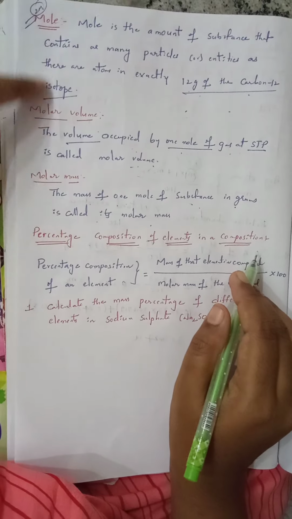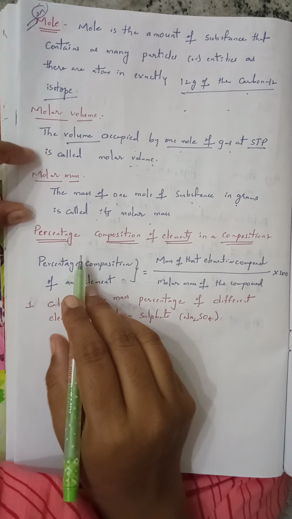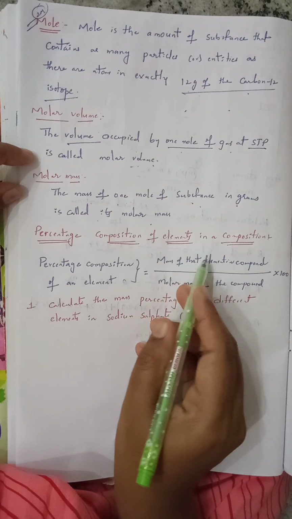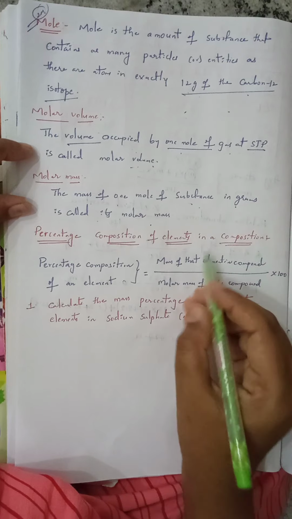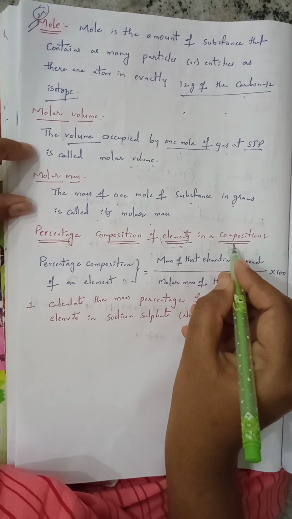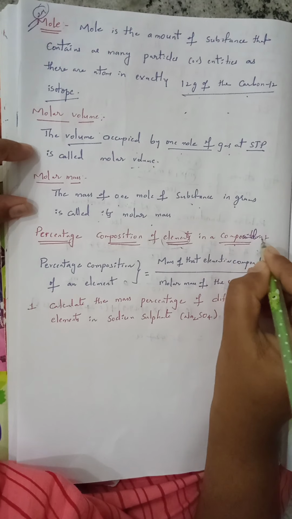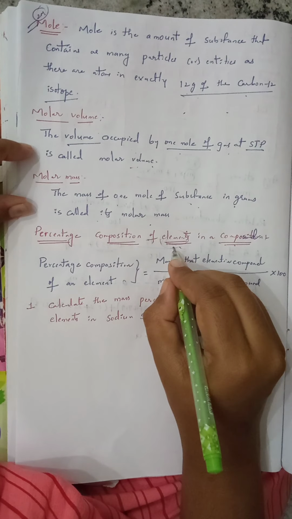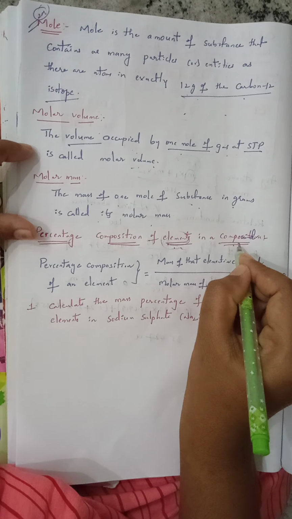Okay, so these 3 definitions are important for 2 marks or 1 mark. Now we want to see the problems related to percentage composition of elements present in a compound. A compound contains many elements. We want to find out the percentage composition of such elements present in a compound.